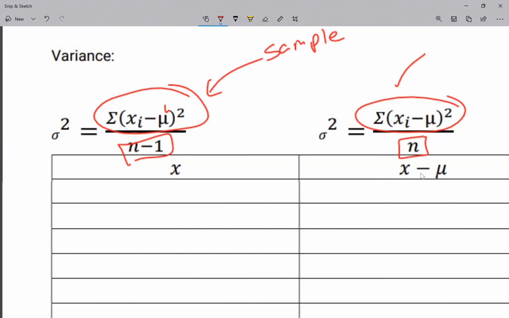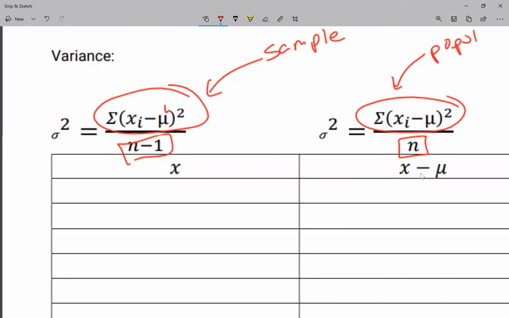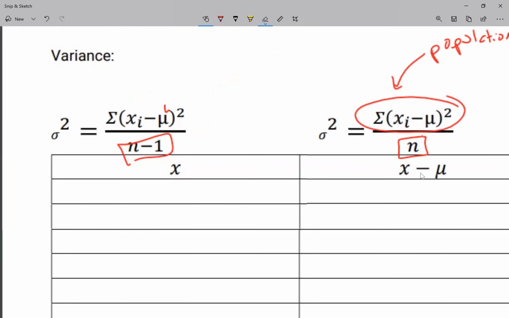Now, this other formula, this is if I have the population. I have the whole population, so I know how many numbers are in my whole data. Now the sample, what if I don't have my whole population? Those are the two formulas that we use. But to be honest, the one I'm going to be using the most will be the one for population.